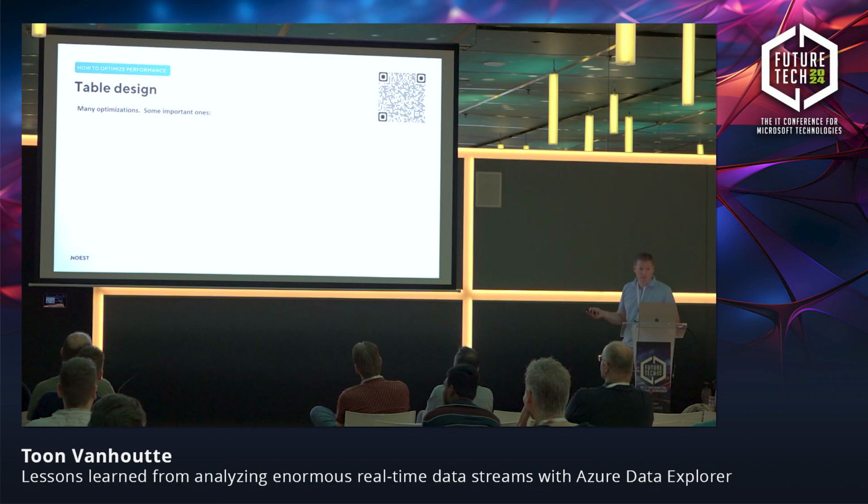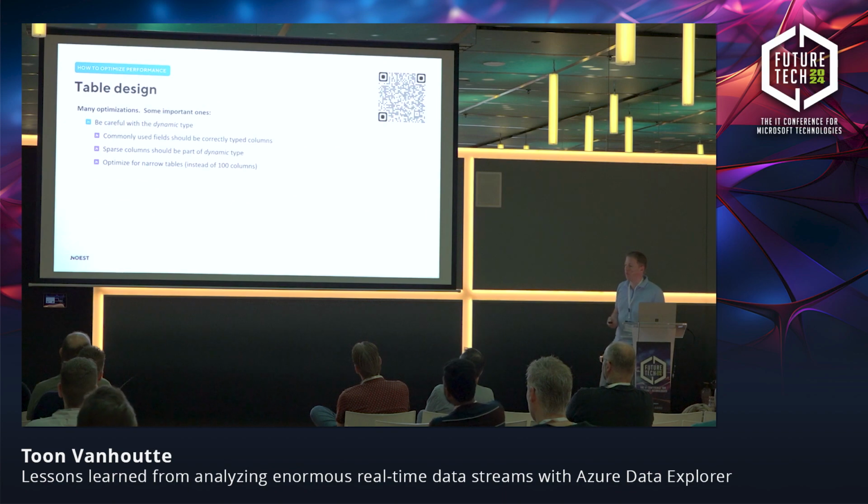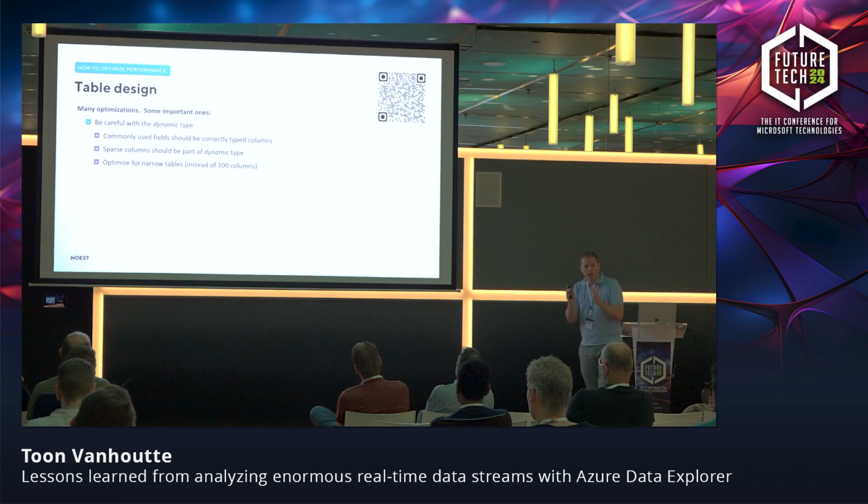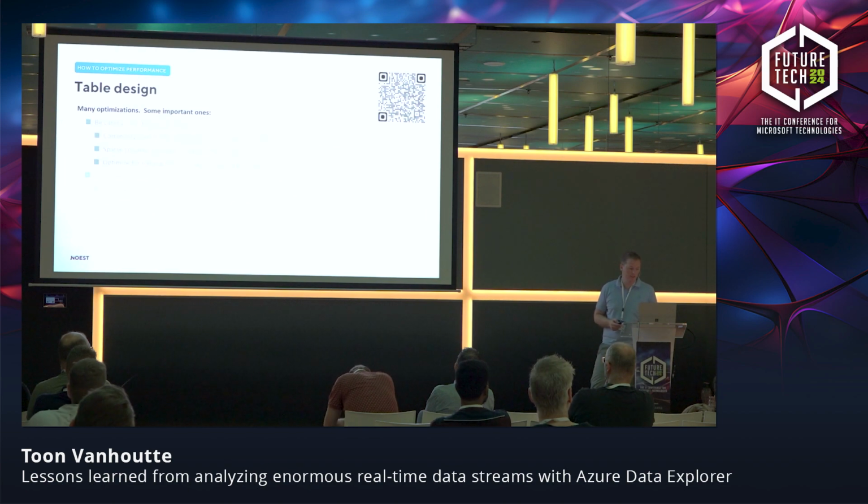Table design, of course, like with SQL Server, also in ADX you have a few optimizations. All the details you can find on the QR code over here, but the most important ones are maybe listed over here. First of all, be careful with the dynamic type. The dynamic type is a JSON value as a column. If you have fields that you query quite a lot, don't put them in a dynamic type because it will not be optimal. On the other hand, you need to make your tables as narrow as possible, so as few columns as possible. So if you have fields which are not accessed that frequently, put them in a dynamic type just as a JSON value.